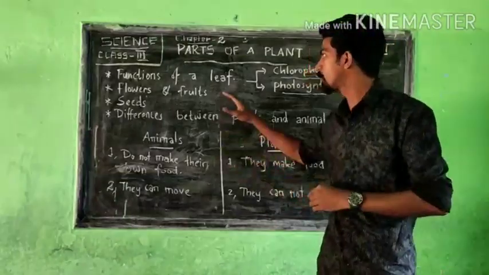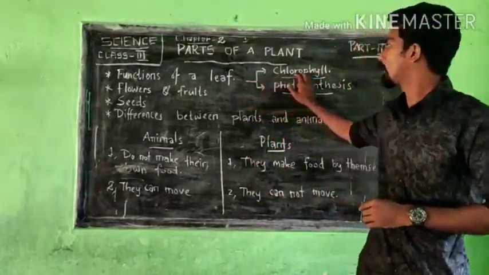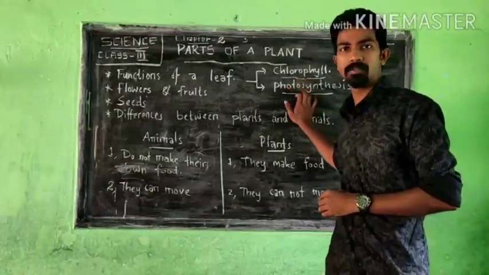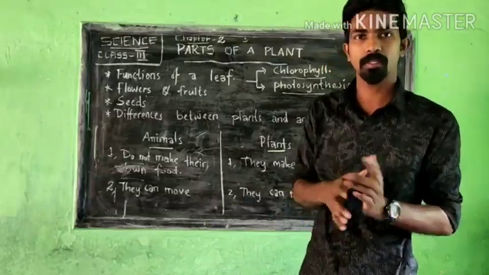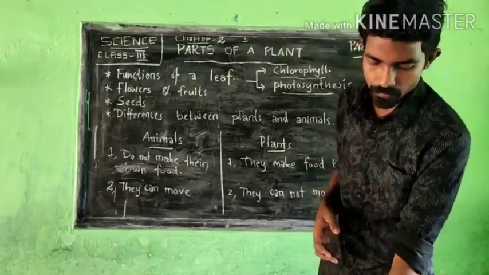Okay, so that is about the functions of a leaf, and I explained about chlorophyll and the photosynthesis process. I think all of you may have understood that. Please read the textbook. Okay, reading is better. So that is about that one.